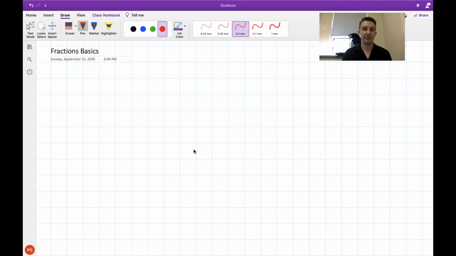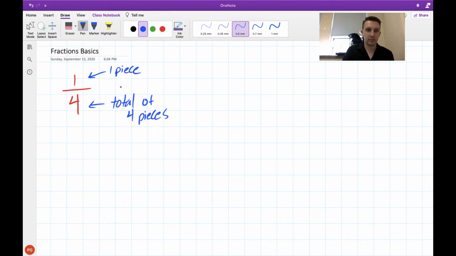What does it represent? When we write a fraction like 1 over 4, there's a lot of different things this can mean. Most commonly, the 1 represents one piece out of a total of 4 pieces. So if we were to draw this using a picture, we could draw it using a circle. We would divide it up into 4 pieces, and if one piece is out of the 4 pieces, that means we would shade one of these pieces in.